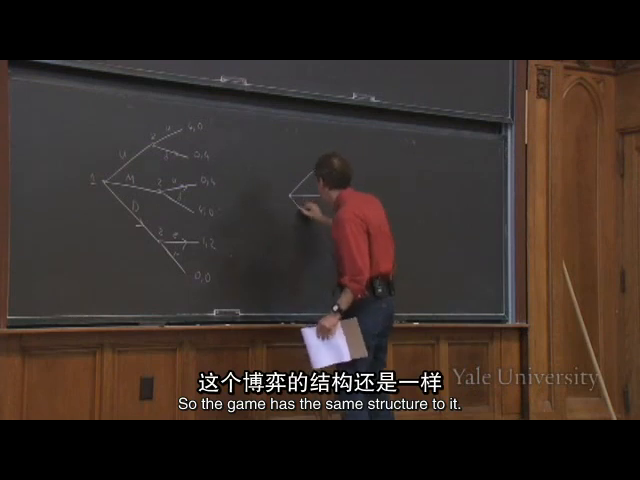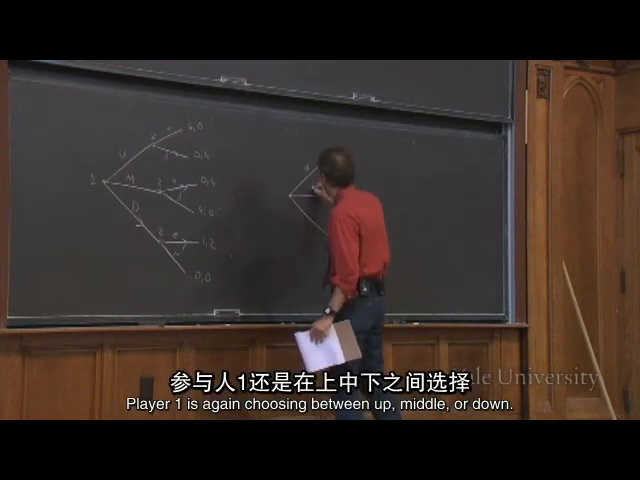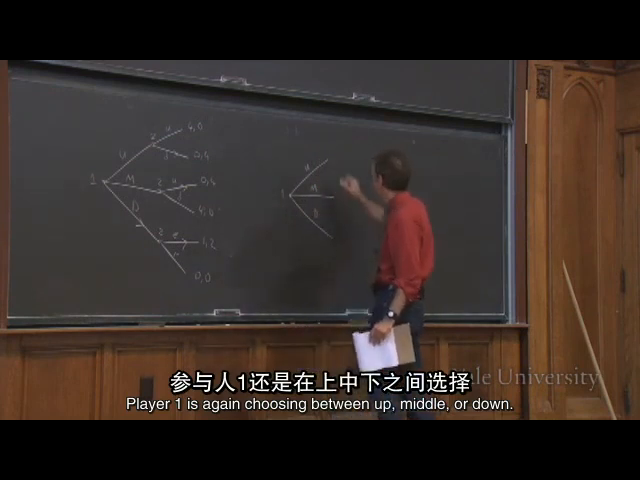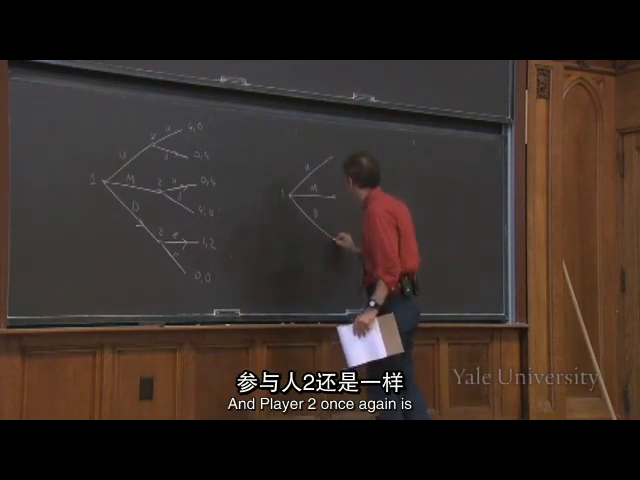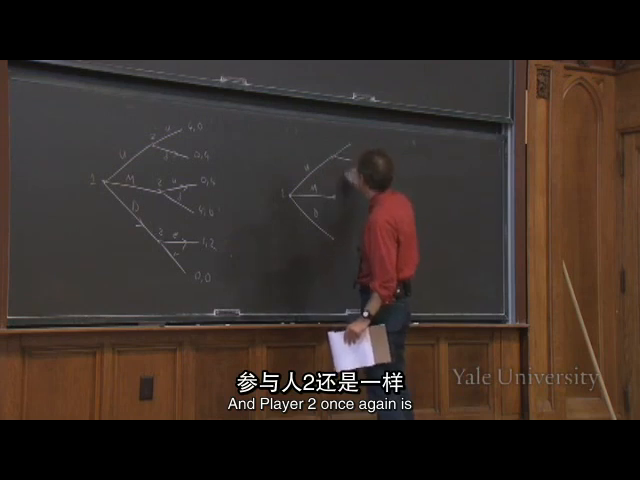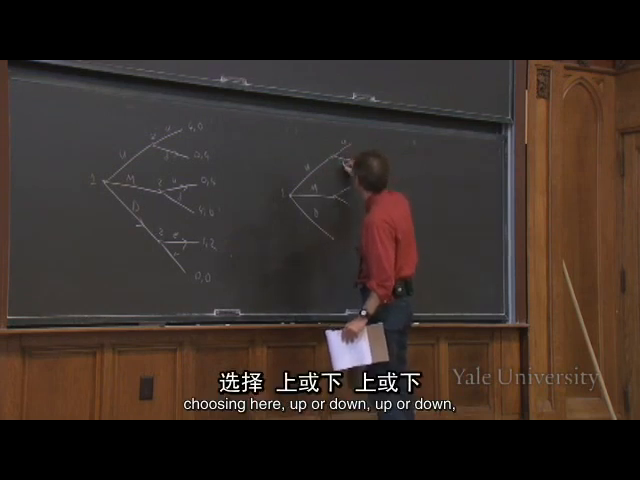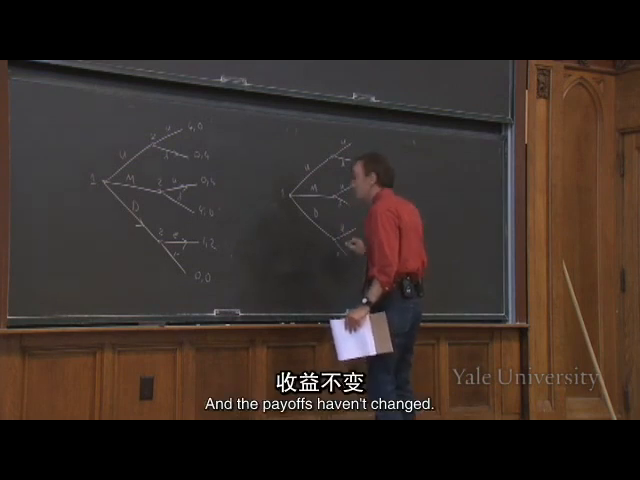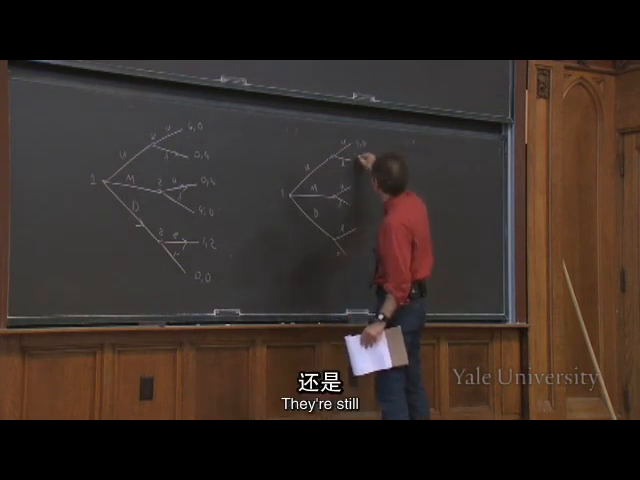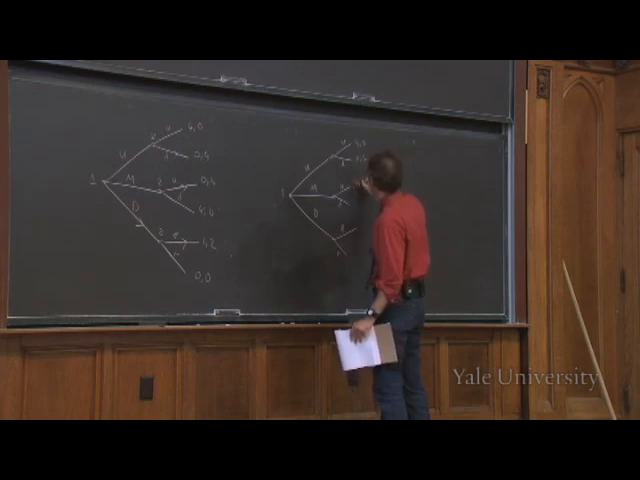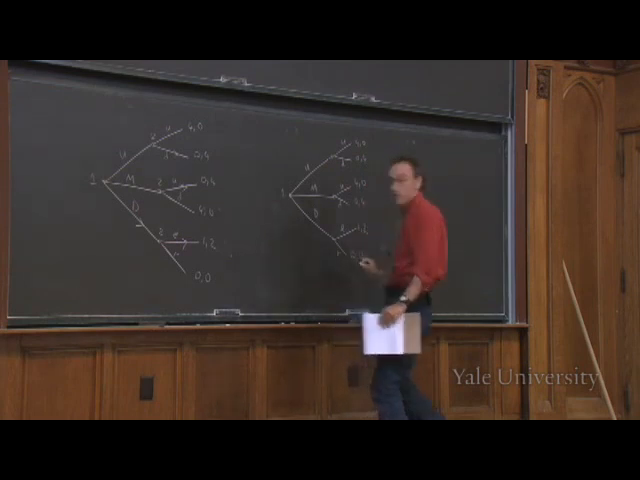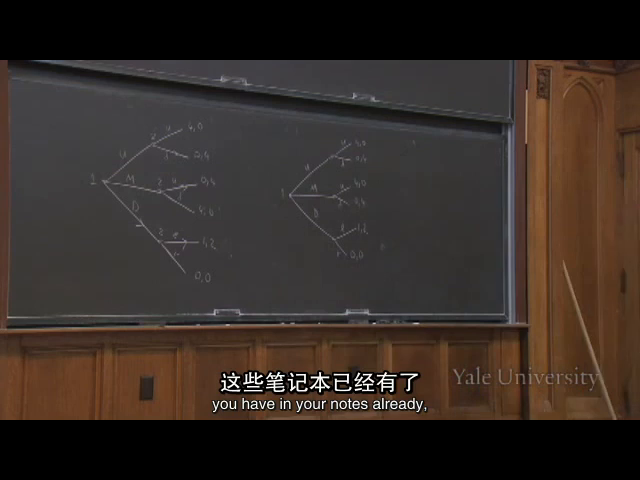So the game has the same structure to it. Player 1 is, again, choosing between up, middle, or down. And player 2, once again, is choosing here up or down, and here left or right. And the payoffs haven't changed. They're still 4, 0, 0, 4, 4, 0, 0, 4, 1, 2, and 0, 0. So that's exactly the same as you have in your notes already.